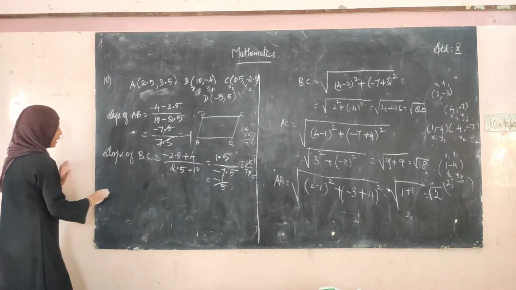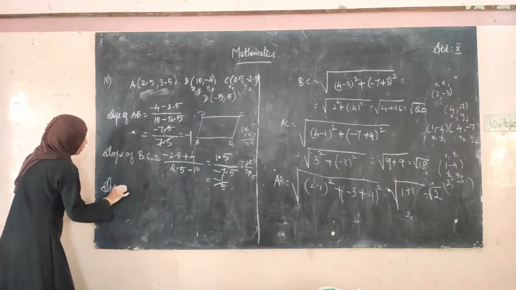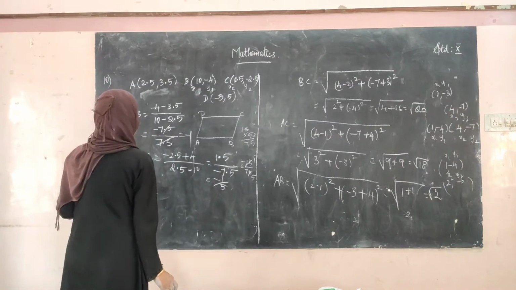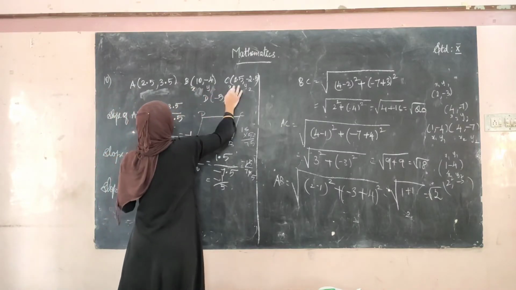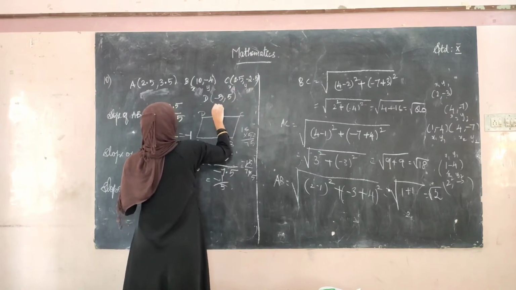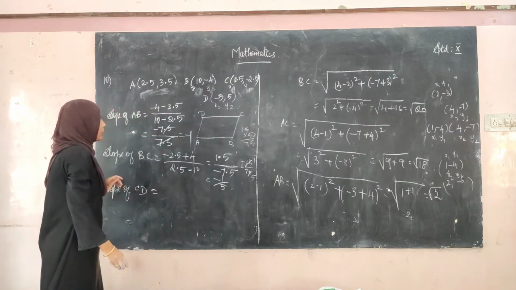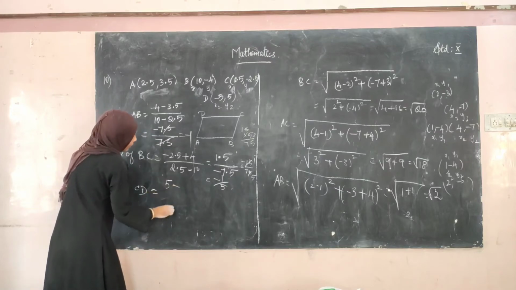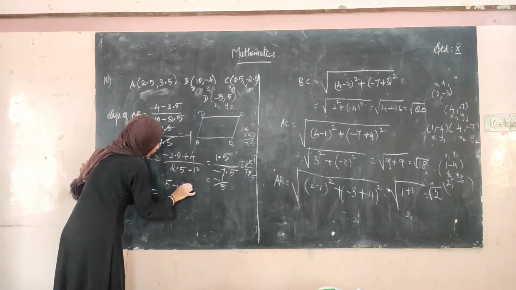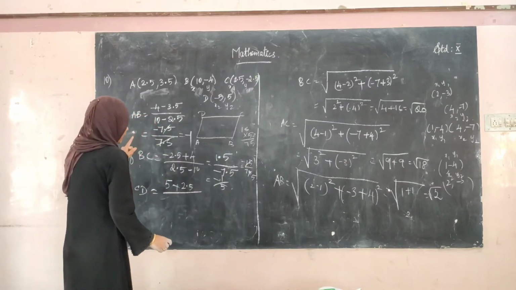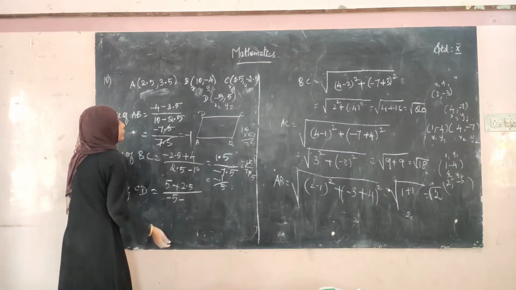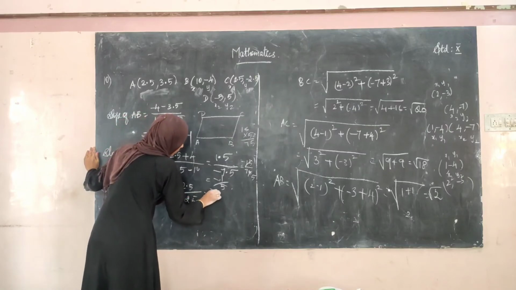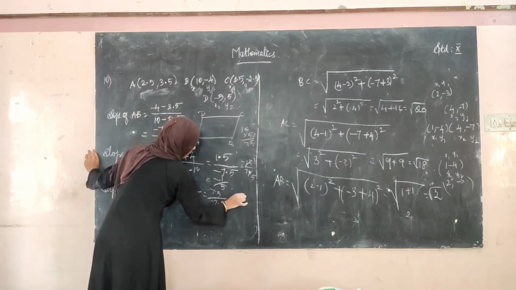Now shall we find the slope of CD? Okay, slope of CD. So C, you have to take this as x1, y1, this is x2, y2. Slope of CD is equal to y2 is 5 minus y1 is 2.5. So minus of minus is plus 2.5 divided by x2 minus x1. x2 is minus 5 minus x1 is 2.5, right? Which is equal to 7.5 divided by minus 7.5, which is equal to minus 1.